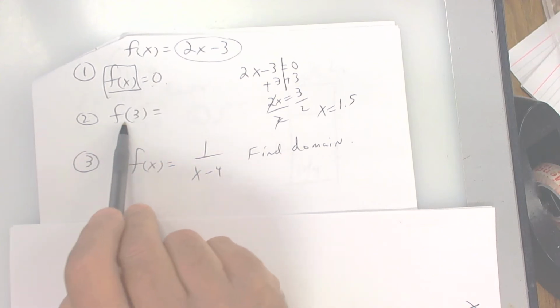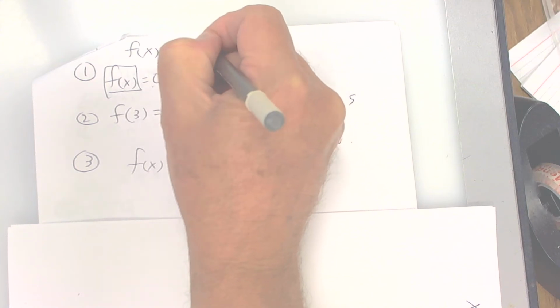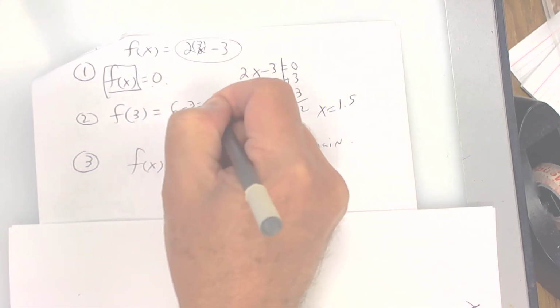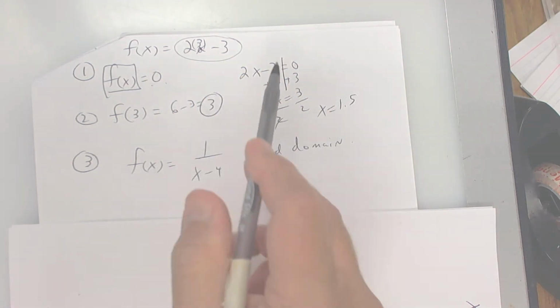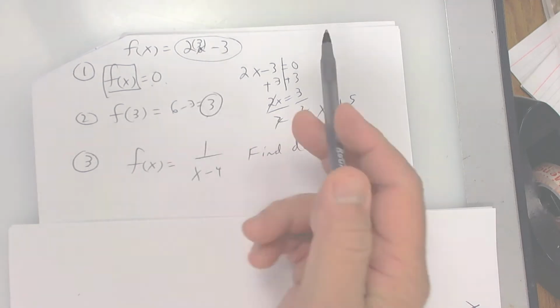The other one is where you put f of x, where you put a 3 right here for the x. So 2 times 3 is 6, and 6 minus 3 is 3. So you got 2 types: one where you set the function equal to 0, and one where you substitute for the x.